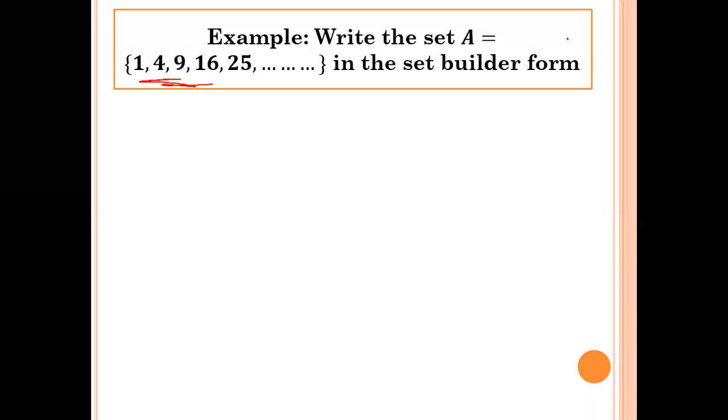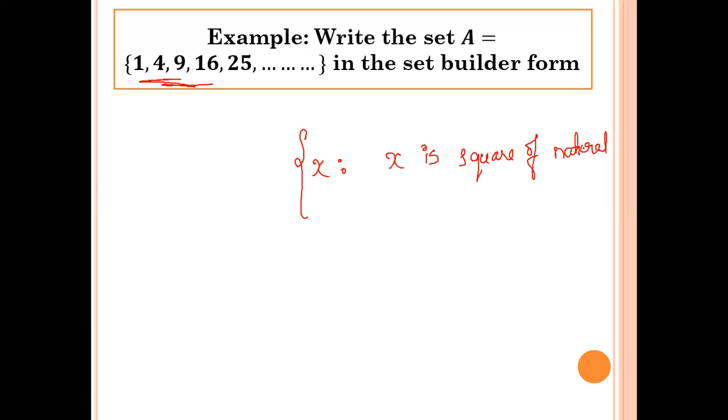1, 4, 9, 16, 25 and it goes on. So how to start? First we have to write x such that, okay, then x is a square of positive integer. Yes, that is also correct. X is a square of natural number. Yes, that is also correct. X is a square of natural numbers. So this is how you write it in a set builder form.